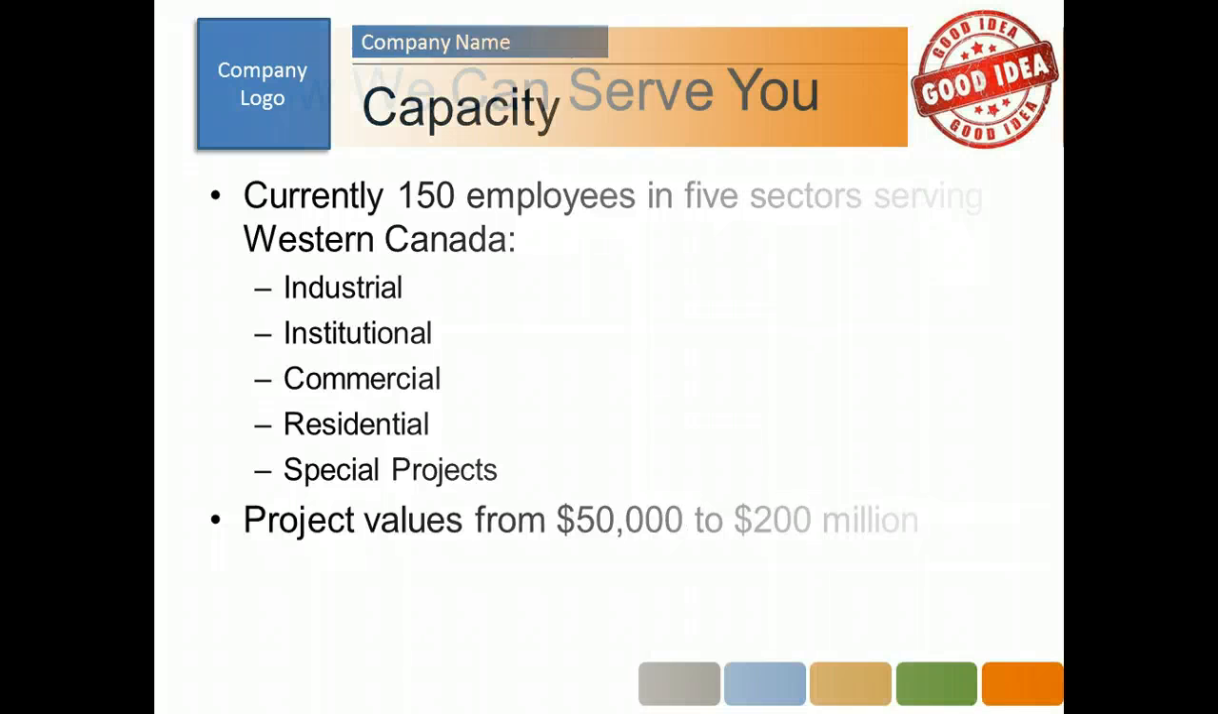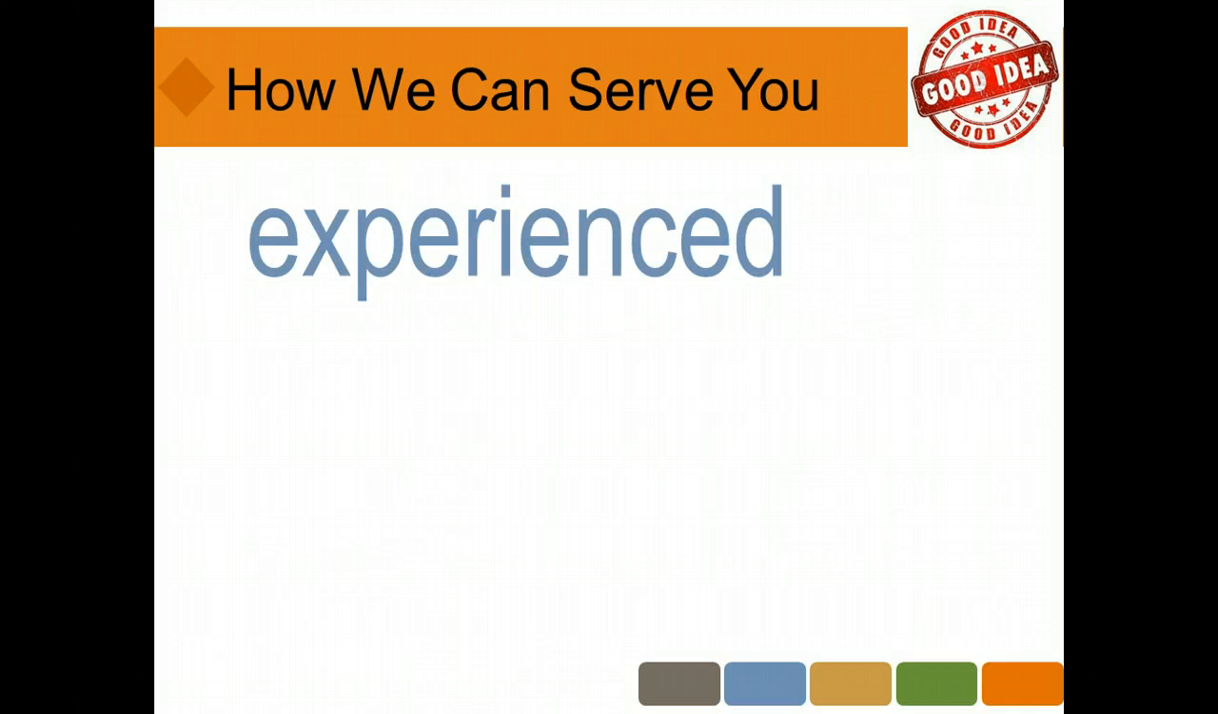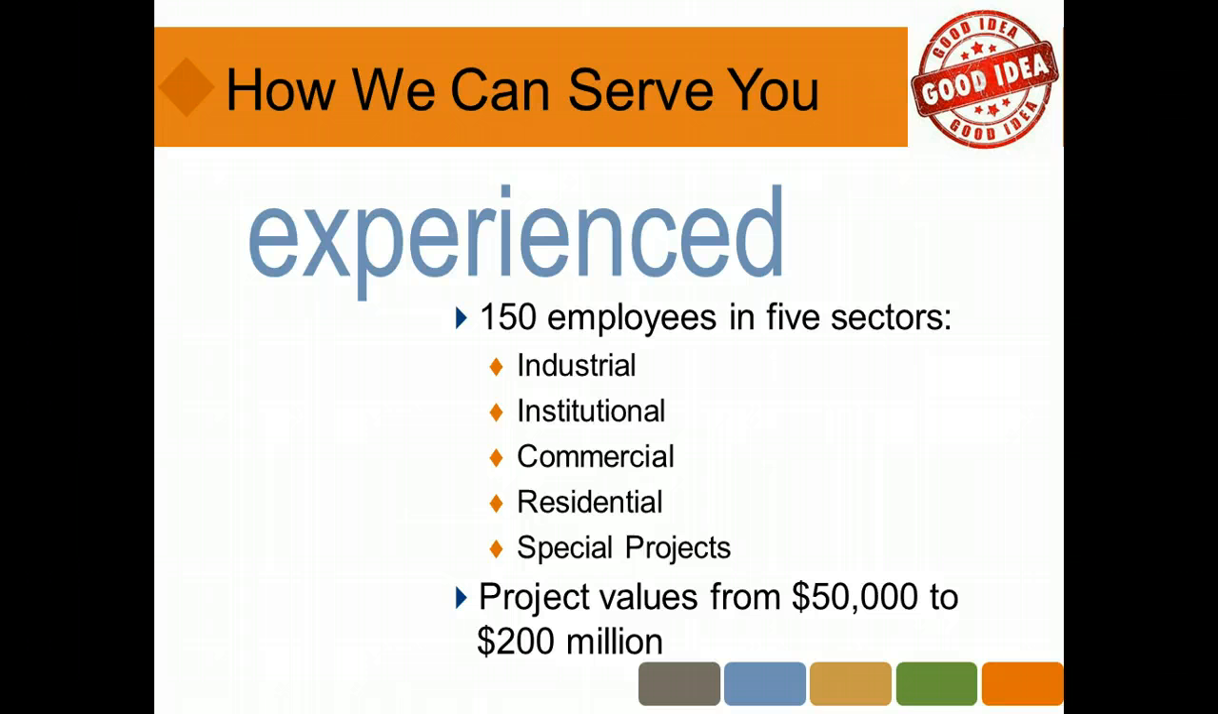How about if instead we say that you're experienced, that you have a lot of experience in a lot of different areas. So we start to give the clients, the audience, a sense of their size by saying, we've got 150 employees in these 5 different sectors, and we make it look a little interesting. Now, you'll notice up in the upper right-hand corner, I've stamped this as a good idea, and it's only that, just a good idea. I think we can improve on this and really make this list jump out.